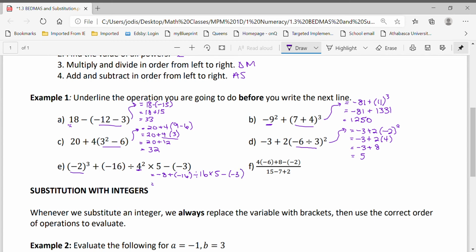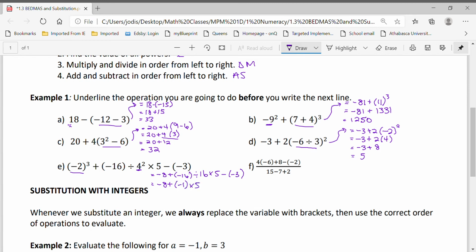Now we have to look through this. We have no more brackets where we actually have to do work in them. We just have ones that are separating signs, and those don't count. And we don't have any more exponents. So now we need to look for multiplication and division. The first one is an addition, so we're just going to leave it alone. Next, we see negative 16 divided by 16. We can do that one. That's going to give us a negative 1.